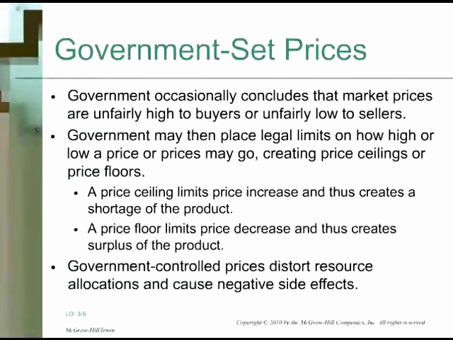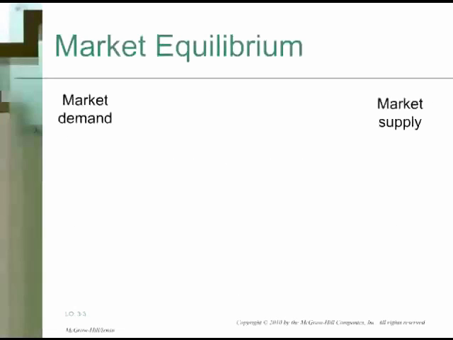Government occasionally concludes that market prices are unfairly high to buyers or unfairly low to sellers. Government may then place legal limits on how high or low a price may go, creating price ceilings or price floors. A price ceiling limits price increase and thus creates a shortage of the product. A price floor limits price decrease and creates a surplus of the product. Thus, government-controlled prices distort resource allocations and cause negative side effects.